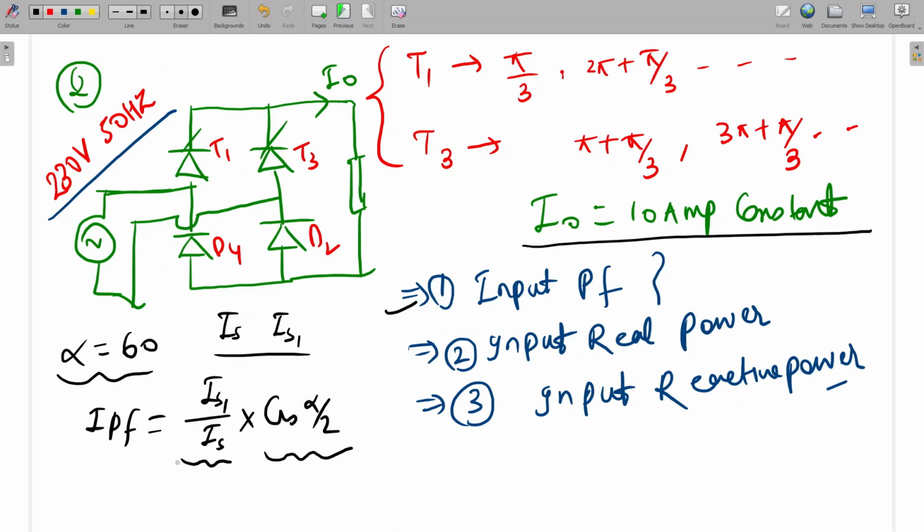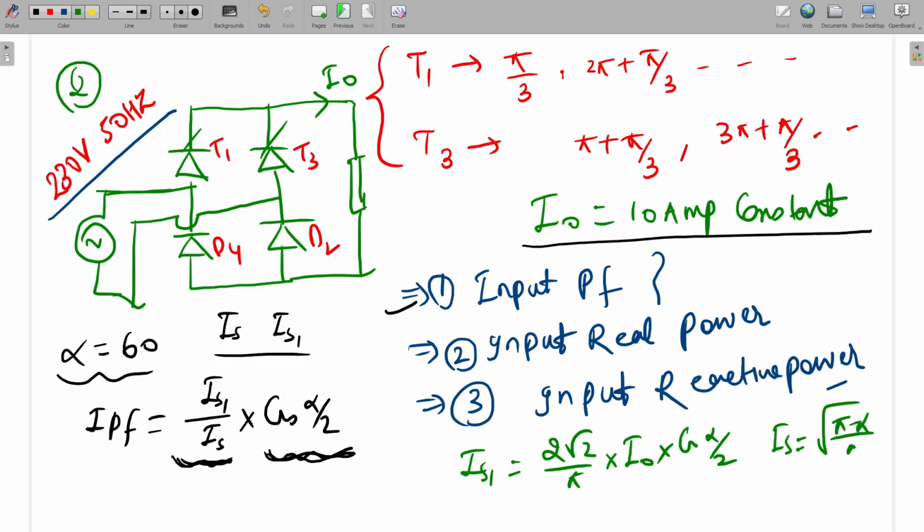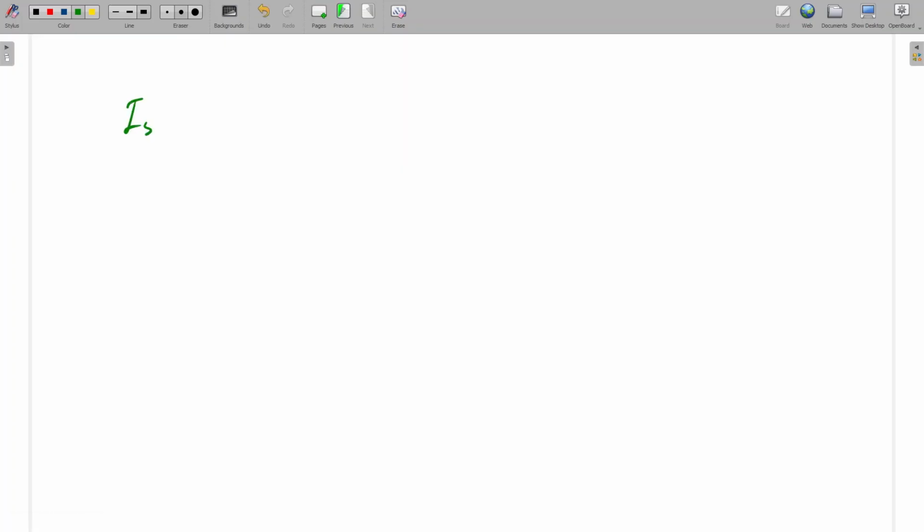In the question they can ask distortion factor also and displacement factor also. Current distortion factor, and this is called current displacement factor. So one by one we will calculate. IS1 will be 2 root 2 upon pi into I naught into cos alpha by 2, and IS will be pi minus alpha by pi I naught. So directly we can write IS1 by IS.